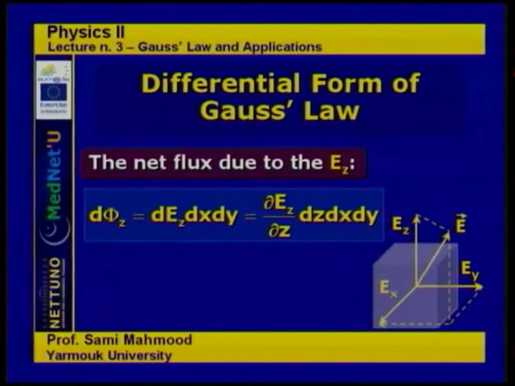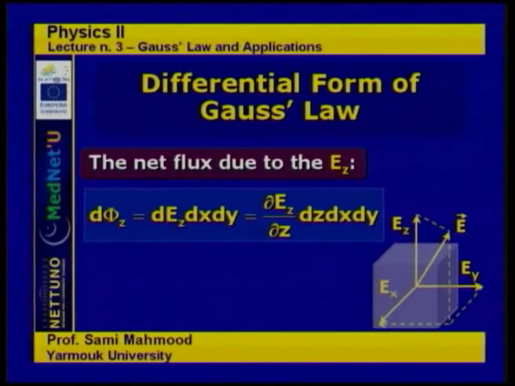For example, the flux due to the z component is the flux through the top and bottom surfaces, and that flux, we call it d phi z, which is due to dEz. It is simply Ez on the top times the area, dx dy, minus the electric field Ez on the bottom times the area, which is also dx dy. So the result is the difference between the electric field on the top and the bottom.